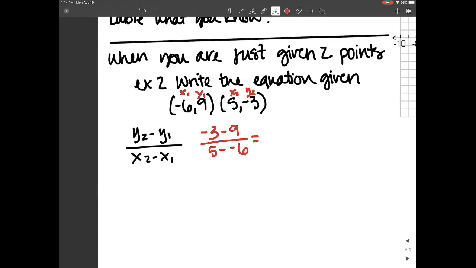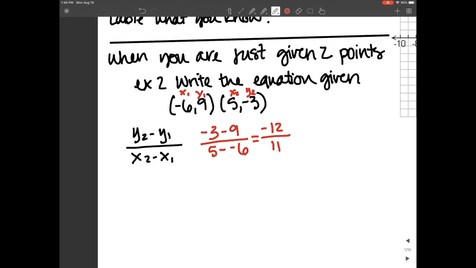So negative 3 minus 9 gives me negative 12. Thank you. And then 5 minus a negative 6 is 11. Good. And then, does this reduce? Does anybody remember how to do the reducing in the calculator?